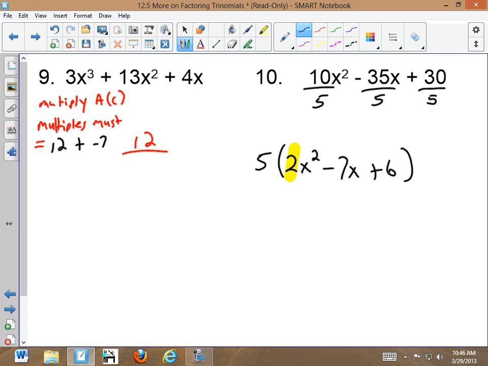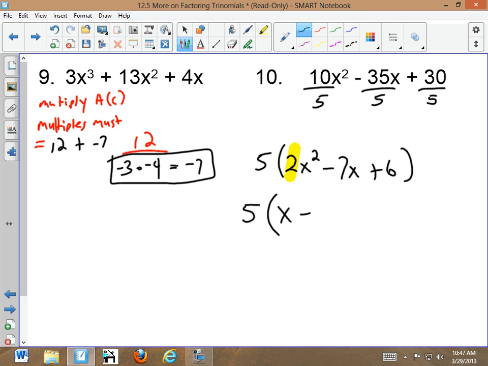So I know 1 and 12 isn't going to work. I also know something else. Because they have to add up to a negative number, are two positive numbers going to give you a negative number when you add? I'm going to need two negatives, right? So 2 and 6. What do 2 and 6 give you? -8. What about 3 and 4? -3 times -4. Does that multiply to give you positive 12? And does it add up to -7? That's my answer. So now I have 5 times x minus 3 times x minus 4.